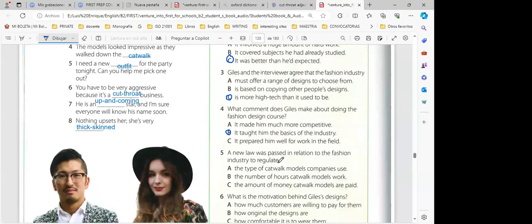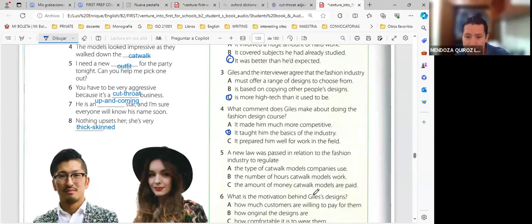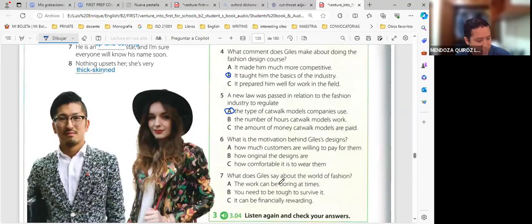Letter A. The type of catwalk models company use. The type of catwalk models, no? He says that there was a new law, no? Trying to regulate how thin the catwalk models are, no? They have to look healthy. Nice. Number 5A. Mario, number 6.